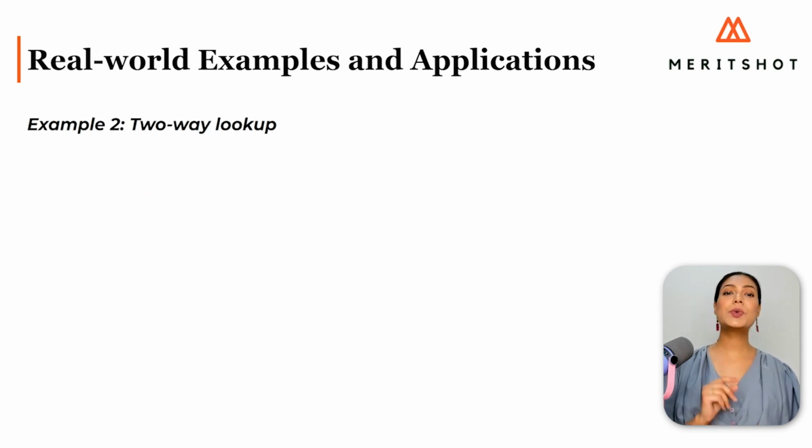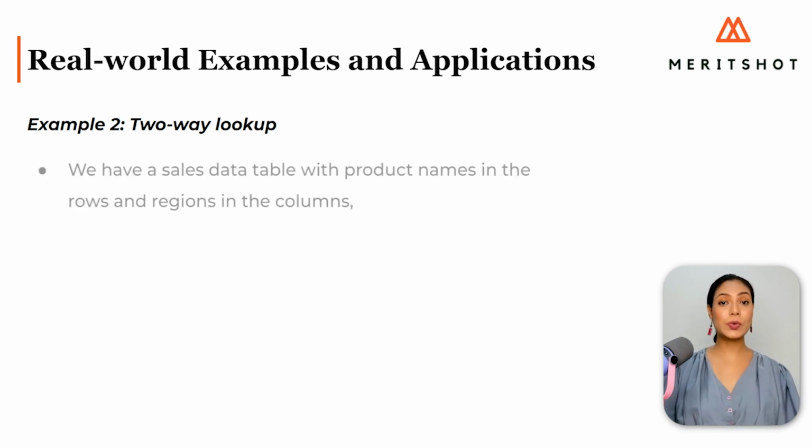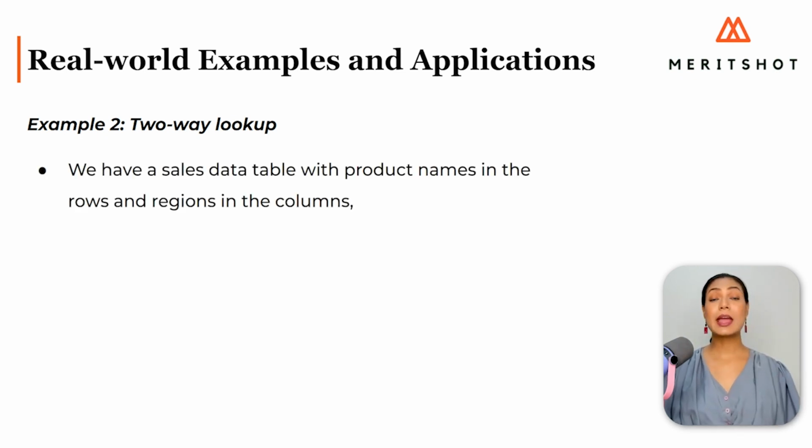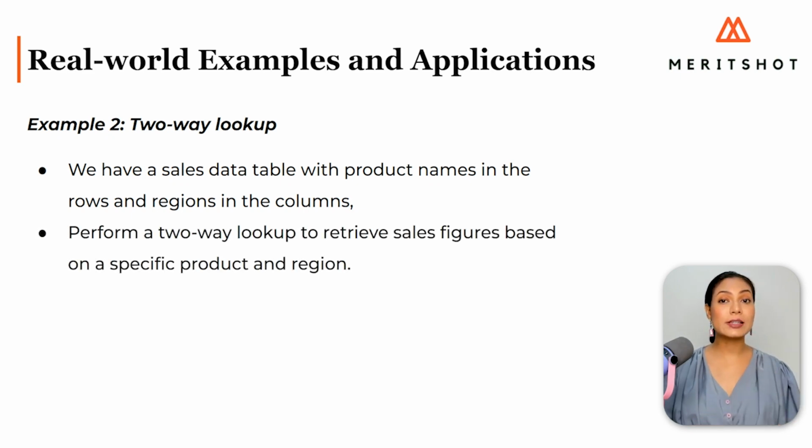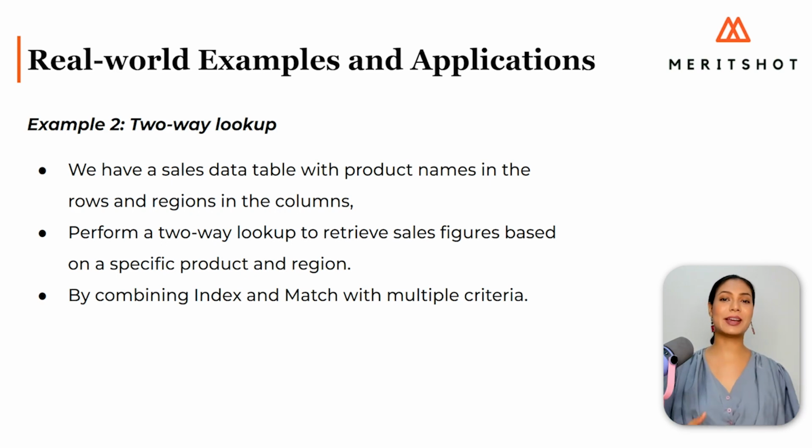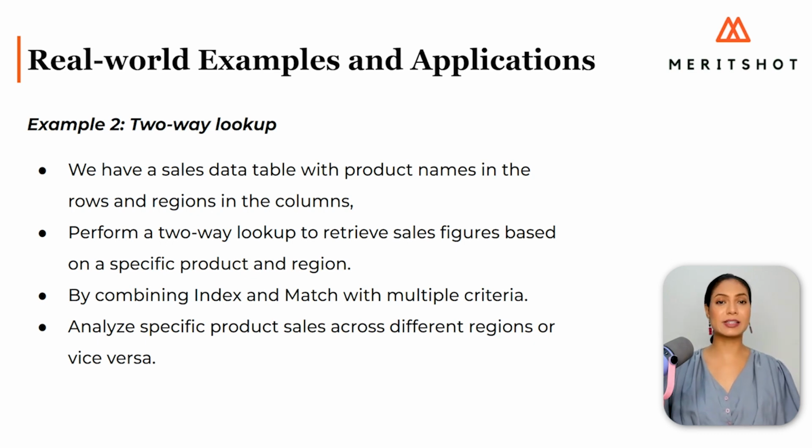Example 2. Two-way lookup. Suppose we have a sales data table with product names in the rows and regions in the columns, and we want to perform a two-way lookup to get the sales figures based on a specific product and region. Here is how we can achieve that using INDEX and MATCH. By combining INDEX and MATCH with multiple criteria, we can perform advanced two-way lookups. This allows us to analyze specific product sales across different regions or vice versa, providing valuable insights into our data.